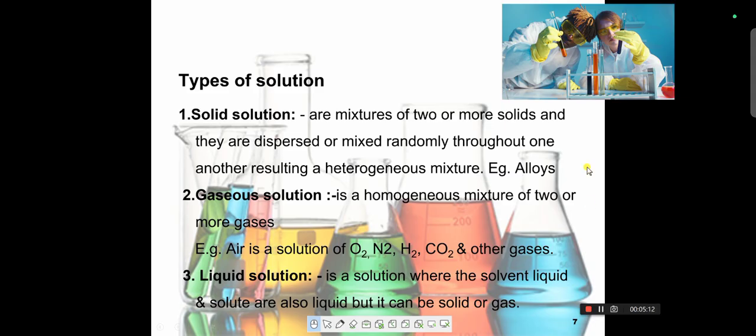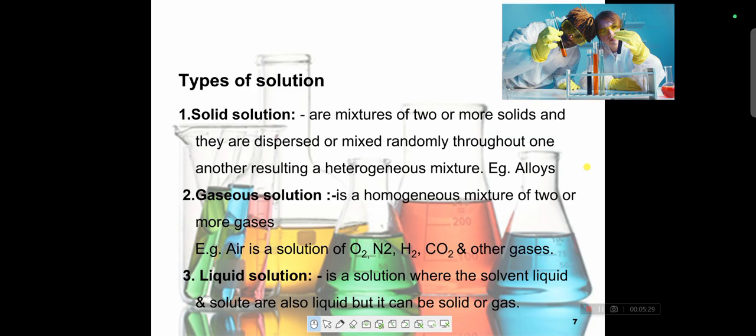So the solution is generally of three types. It is classified into three types: the solid solution, gaseous solution, and the liquid solution. So what is a solid solution? Let's understand. A solid solution is a mixture of two or more solids, right?